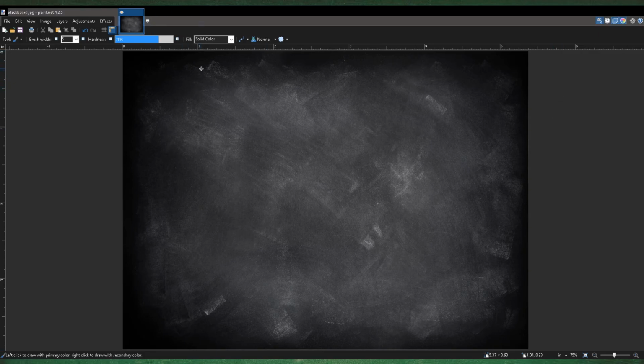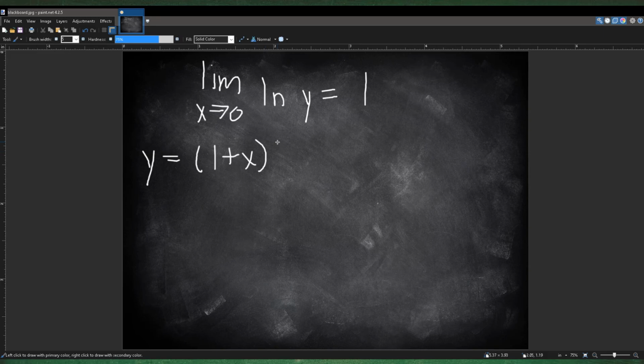Okay? So basically, we have the limit as x approaches 0 of ln of y is equal to 1, right? Because 1 is what we got. And we said our y was equal to 1 plus x to the power of 1 divided by x, right? So if our limit as x approaches 0 of ln of y is equal to 1, that means the limit as x approaches 0 of just y would be e to the power of what we got. So e to the power of 1, right? So it is equal to e.